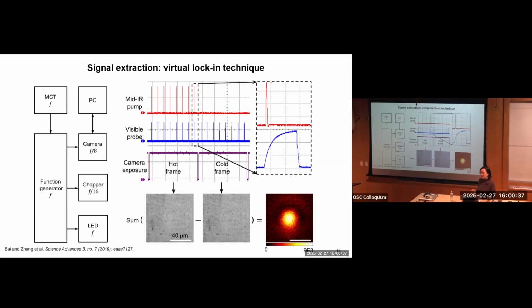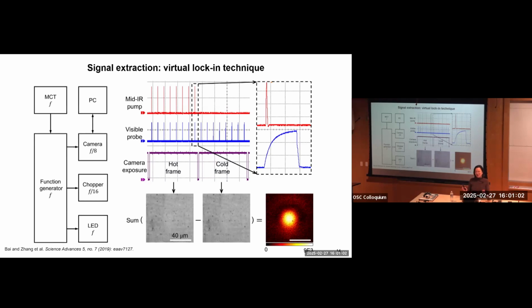Here is the thin polymer film spin coated on a silicon wafer, and we can see from either hot or cold frame, we don't see too much contrast because it's a uniformly distributed thin film sample. But if we subtract between these two frames, we can see a clear contrast in the center of field of view, which is corresponding to our weakly focused IR spot.